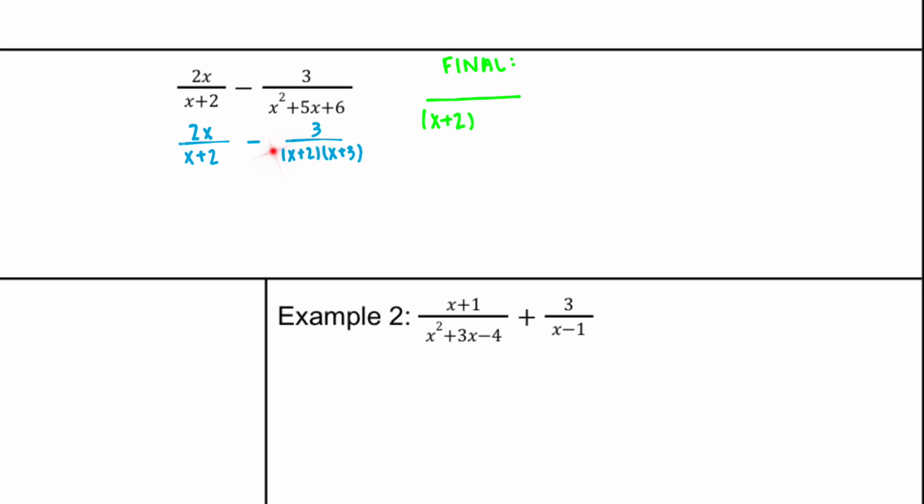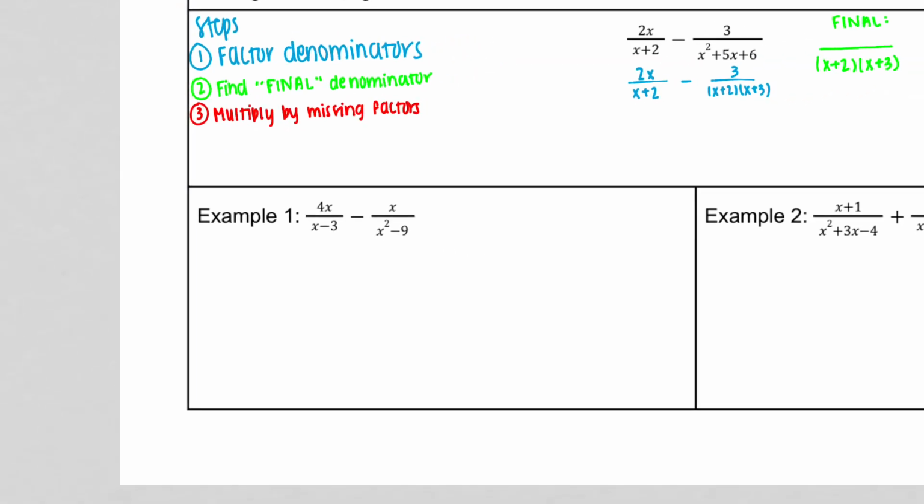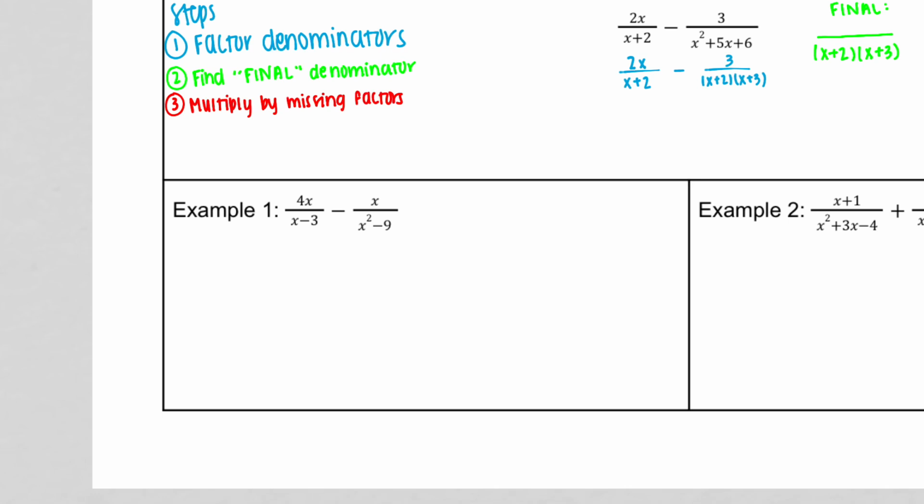The first thing I see is an x plus 2, and I already have that here, so I'm not going to write it again. The next one is an x plus 3. I don't have that here, so I am going to go ahead and write x plus 3. And those are all the different pieces we have. So in the end, we want every single part of our problem to have x plus 2 times x plus 3 on the bottom. So I am going to do step 3, which is multiply by missing factors.